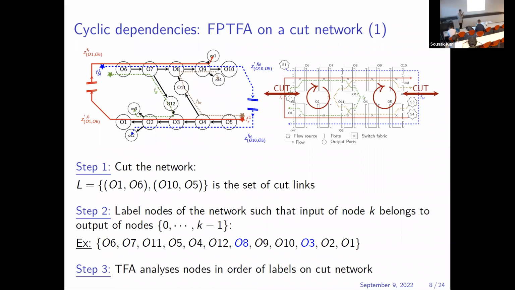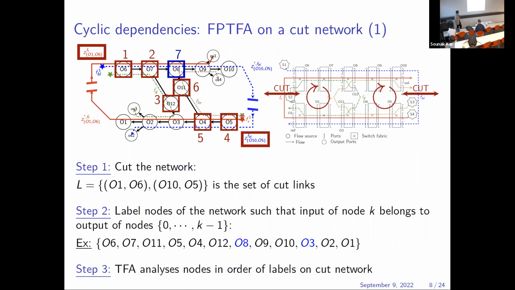So I take a specific cut here to apply FPTFA. So I cut link O1, O6, and O10, O5. And then step 2 of the algorithm is to label the nodes, such that when we follow a flow, the label must increase. This is one of these labelings, but there are several different labelings. So here, for example, we follow the green flow and the label increases. The same thing if we follow the brown flow.